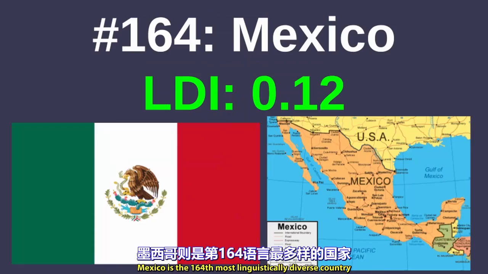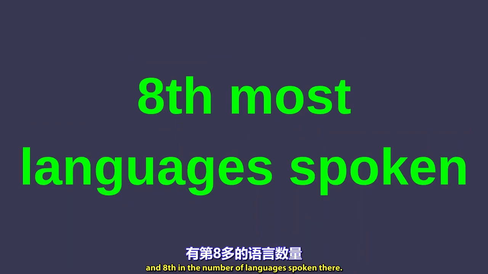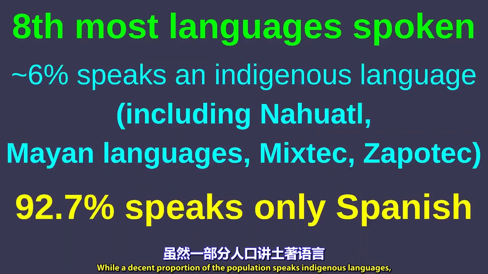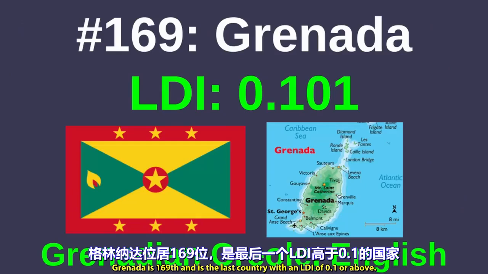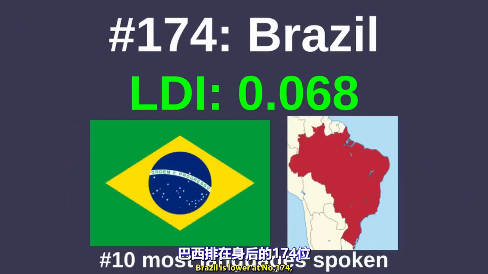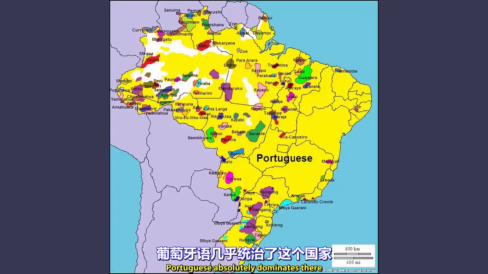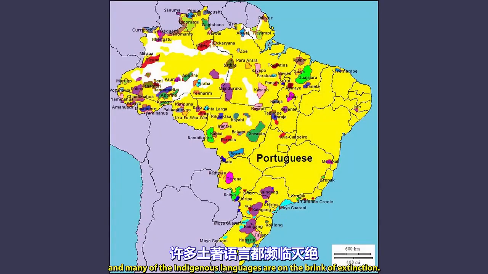Mexico is the 164th most linguistically diverse country, and 8th in the number of languages spoken there. While a decent proportion of the population speaks indigenous languages, the vast majority speak Spanish and pretty much only Spanish. Grenada is 169th, and is the last country with an LDI of 0.1 or above. Brazil is lower at number 174, and number 10 in the amount of total languages spoken. Portuguese absolutely dominates there, and many of the indigenous languages are on the brink of extinction.